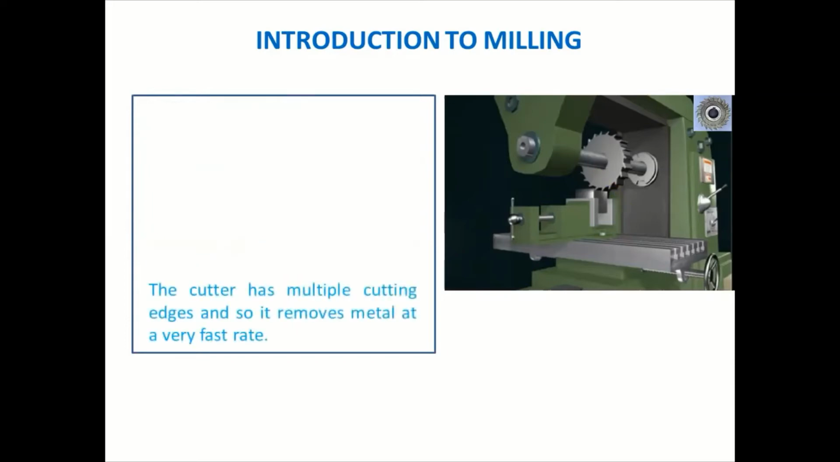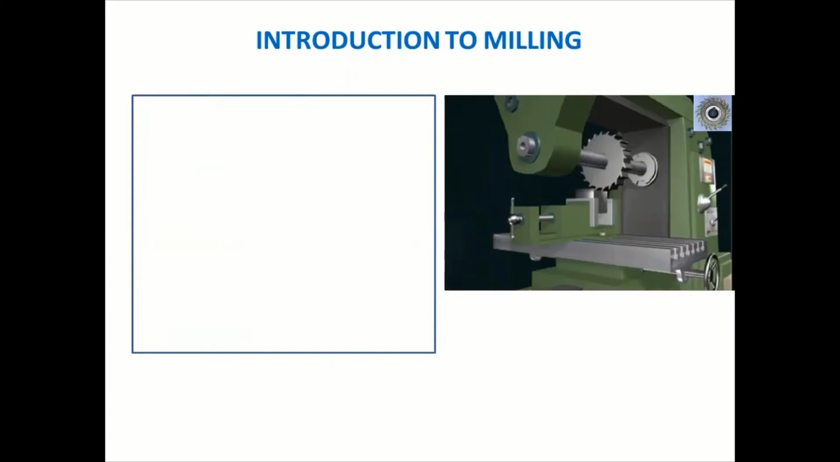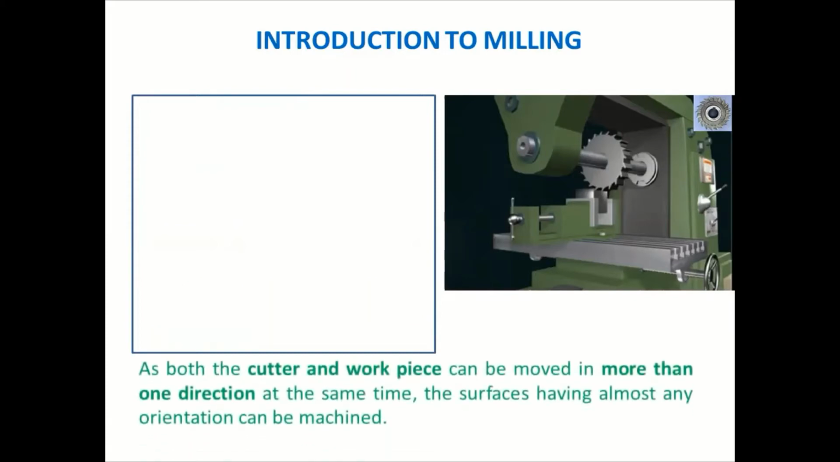The cutter has multiple cutting edges, and so it removes the metal at a very fast rate. Naturally, as there are a number of teeth, more material will be removed at a faster rate. So this is possible only in milling machines. Now, as both the cutter and workpiece can be moved in more than one direction at the same time, a surface having almost any orientation can be machined. So I will give the explanation of this.